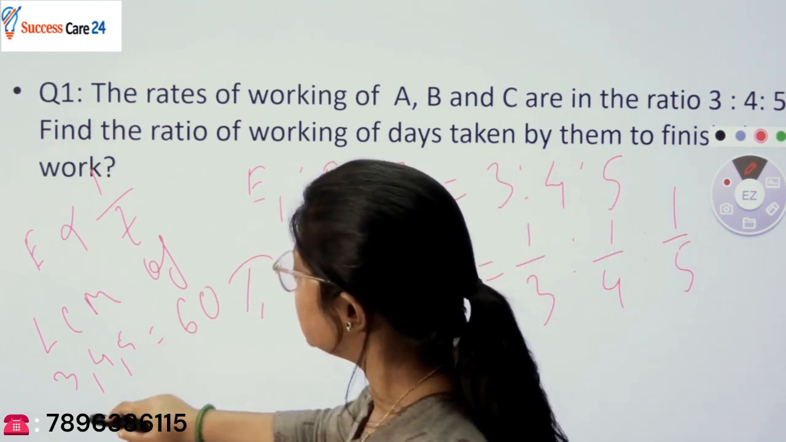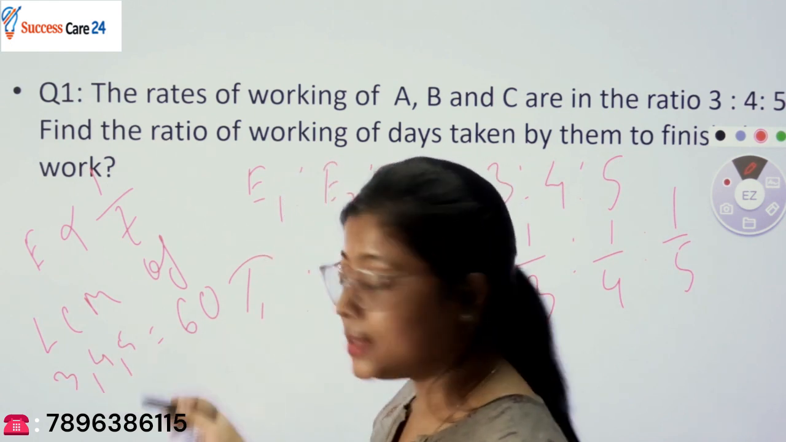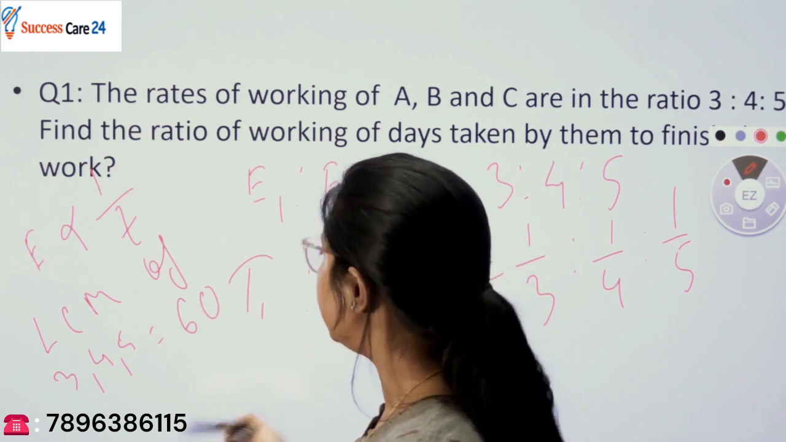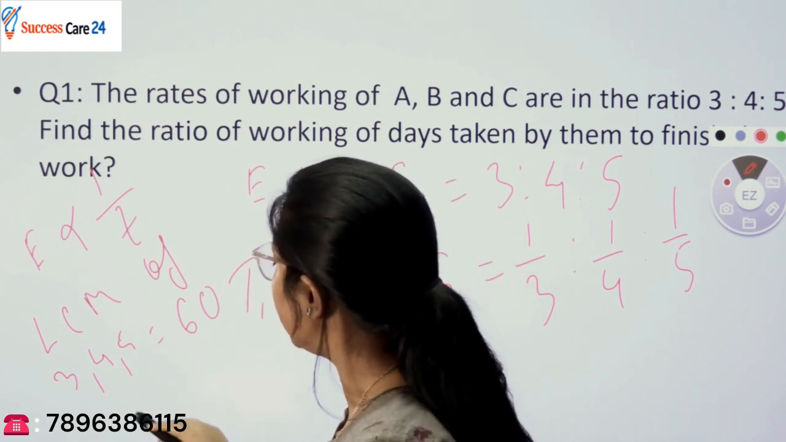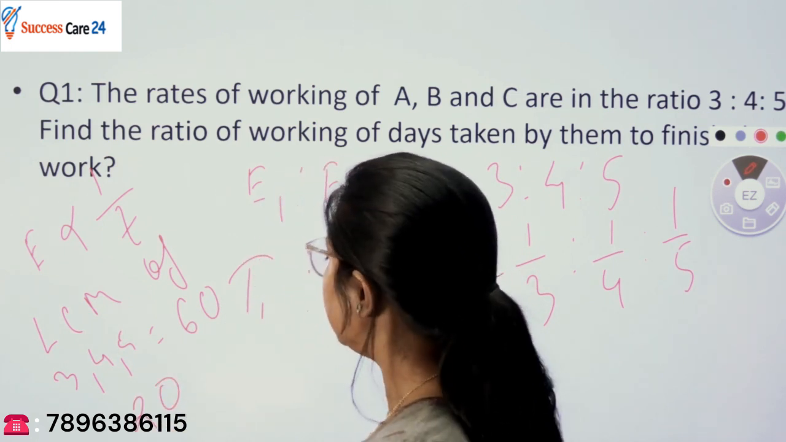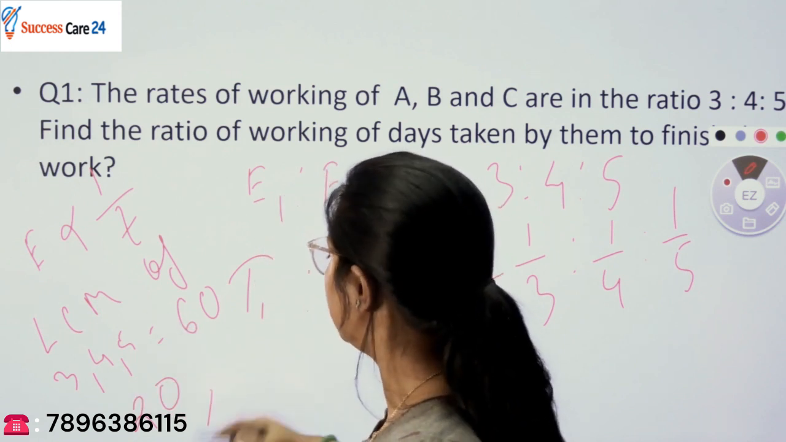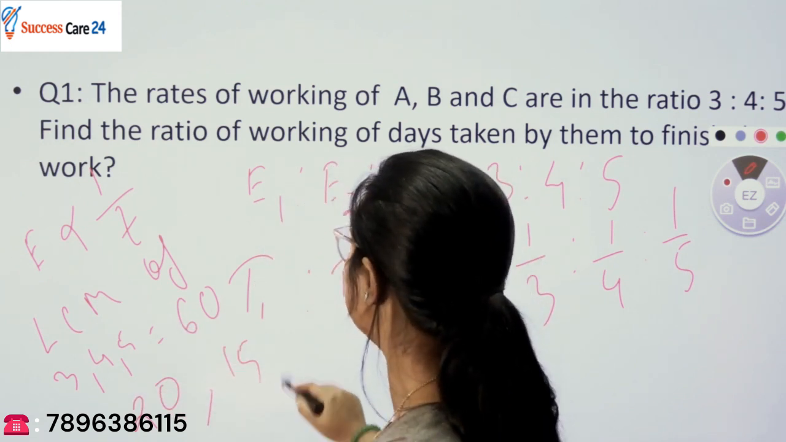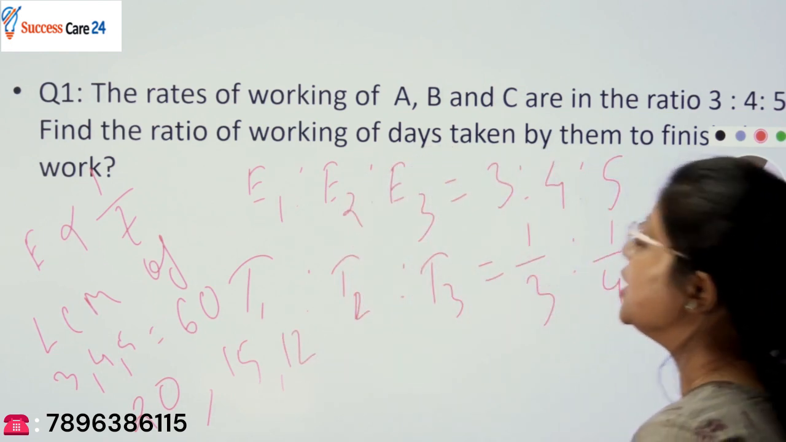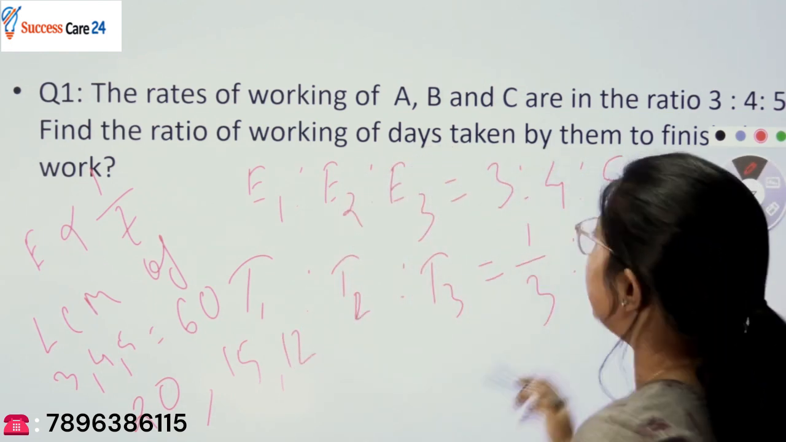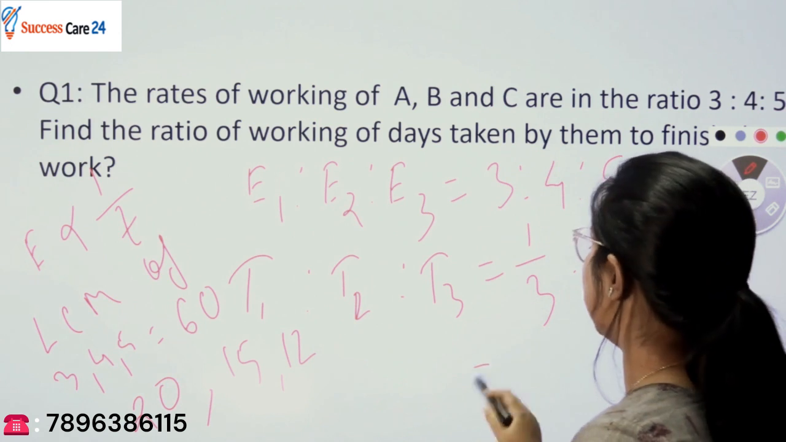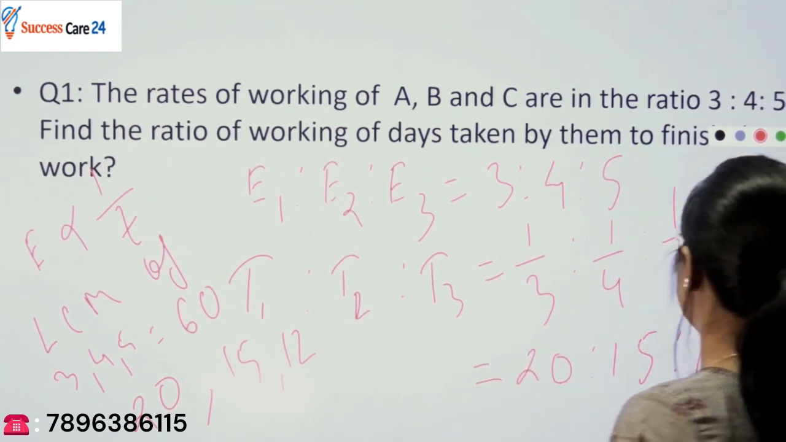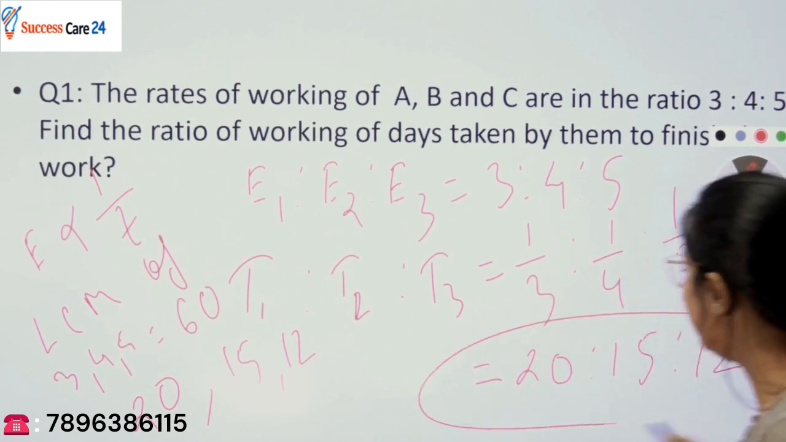Then you just divide the LCM by 3, by 4, and by 5. By dividing 60 by 3, you will get 20, all right, and by dividing 60 by 4 you will get 15, and by dividing 60 by 5 you will get 12. That means the time taken by A, B, and C to do the work is 20:15:12. So this is your required ratio.